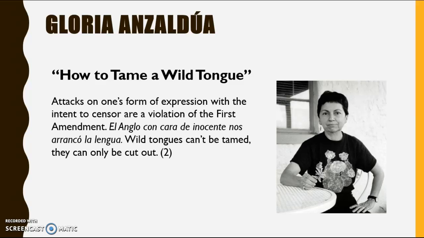This is an excerpt from her essay, How to Tame a Wild Tongue, that we all read at the beginning of this semester. Summer. I don't know if this counts as semester or not. But Anzaldúa is obviously using Spanish in a very different way. It's a very different text, where she's frequently alternating between English and Chicano Spanish.